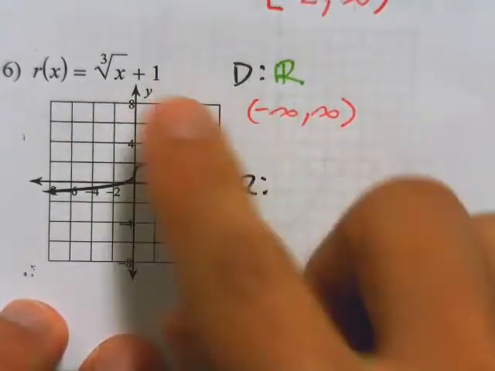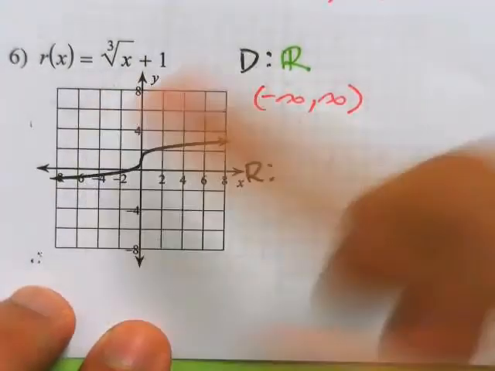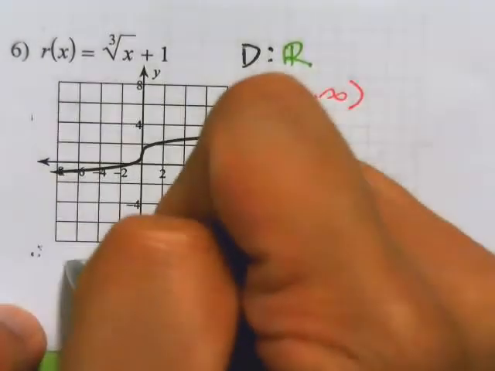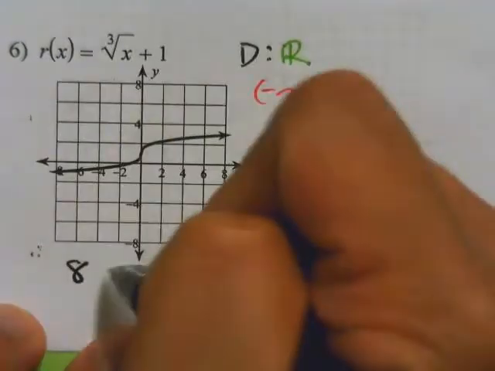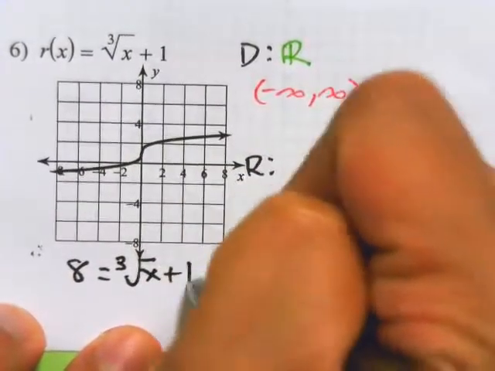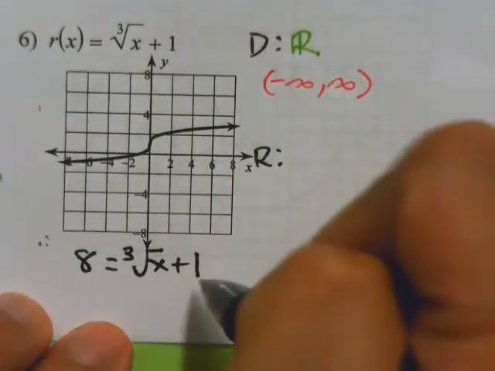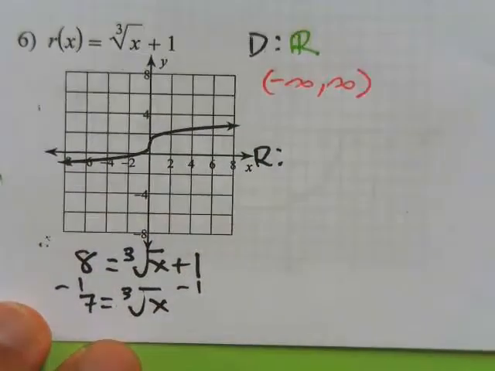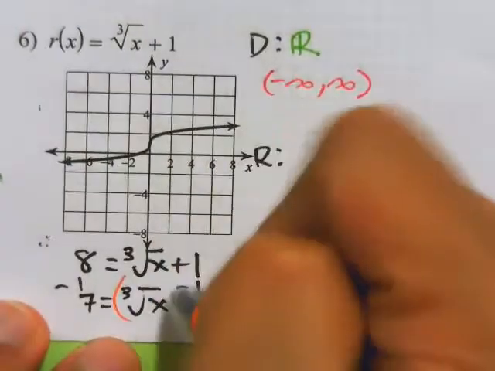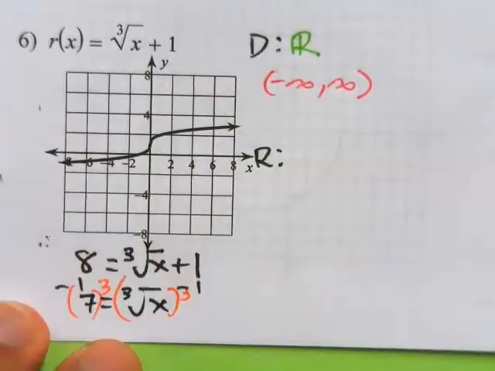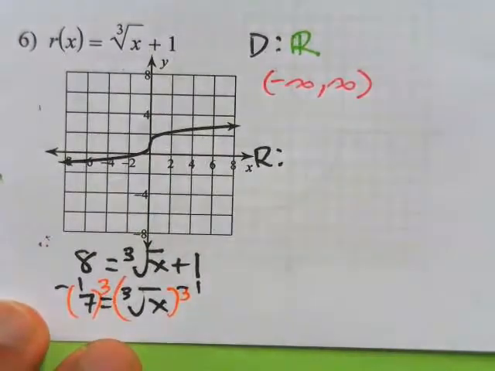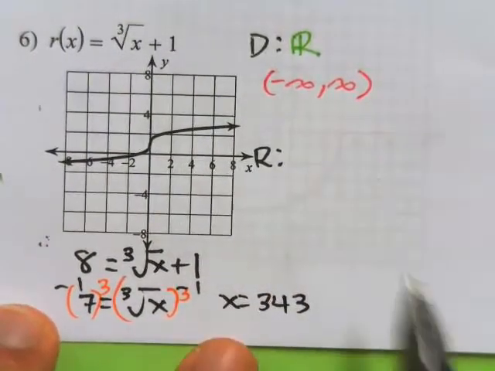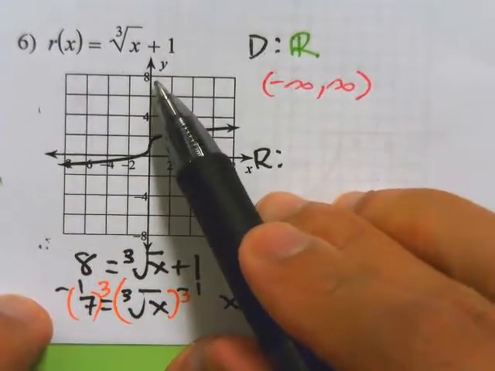It will eventually hit y equals 8, and we could actually figure out that value. Will it hit 8, 9, and 10? Let's try it out. If we let y equal 8, 8 is equal to the cube root of x plus 1. Let's solve for x. We're going to subtract 1 on both sides. 7 is equal to the cube root of x. And then we're going to raise it to a power of 3. So 7 cubed, 7 times 7 times 7. x is going to be 343. So yes, eventually we're going to hit a y value of 8.